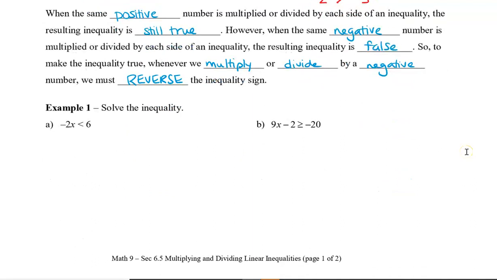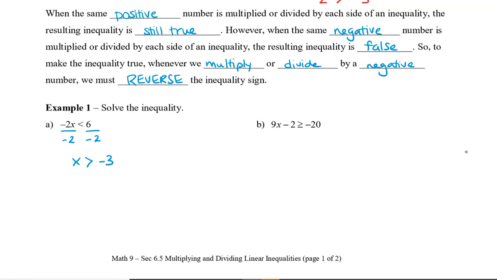So solve the inequality. So here we have -2x is less than 6. So what we're going to do is, because we want to isolate the x, we're going to divide both sides by -2. So now we have -2 divided by -2, that is x. And then on the right side, we have 6 divided by -2, which is -3. And because we are dividing by a negative number, we need to flip the inequality sign. So instead of less than, it is now greater than.